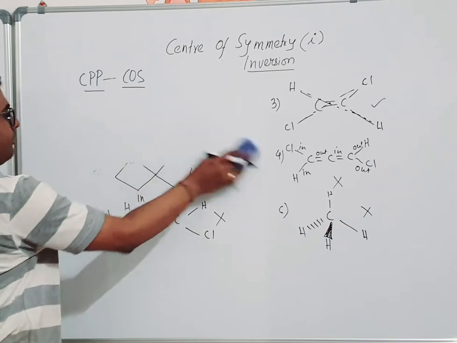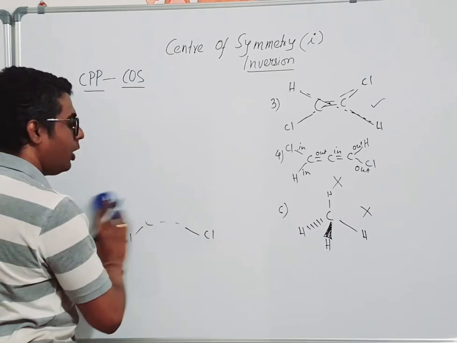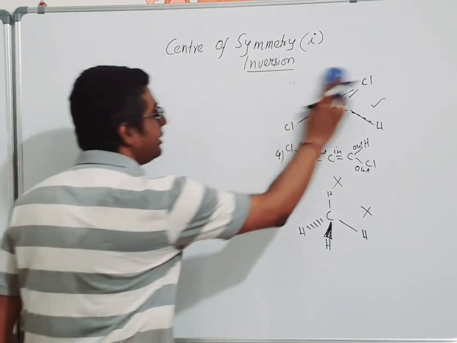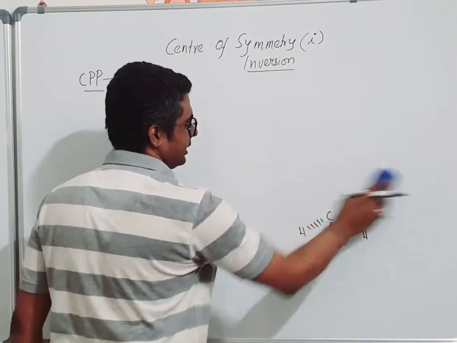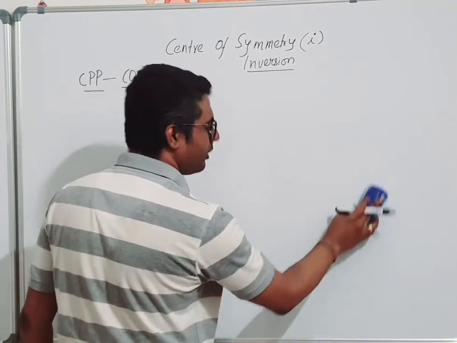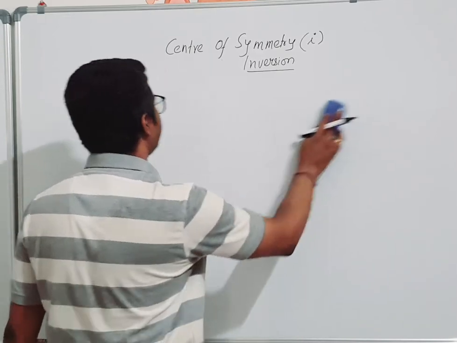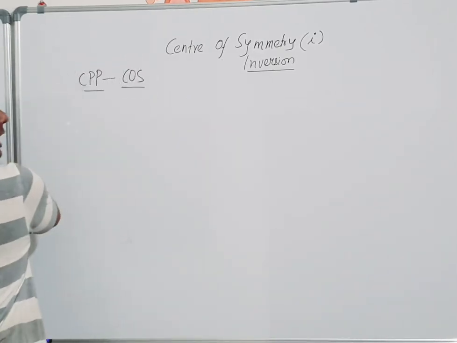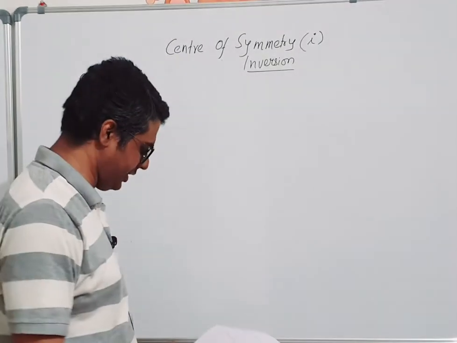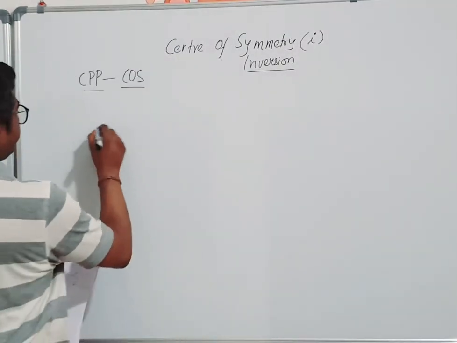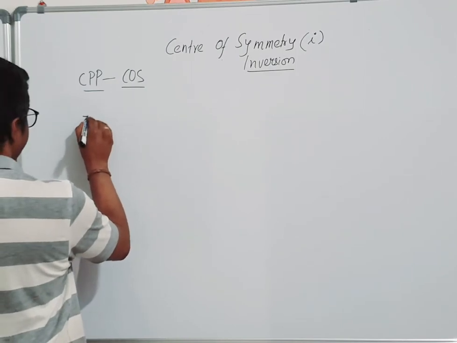No center of symmetry for methane. You have to remember one thing in COS: all the lines passing through the center of symmetry you have chosen must touch similar atoms or similar parts of the molecule on either side of the center of symmetry you have chosen. Now this is number 7.